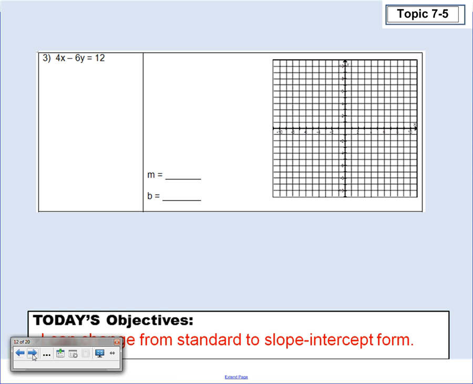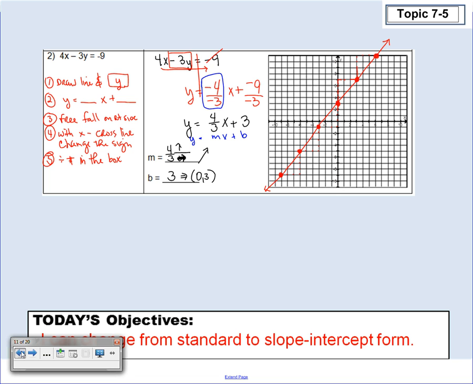Okay, example 3. Let me go back to example 2 and get my steps. Even though I said I wasn't going to write them, I did.